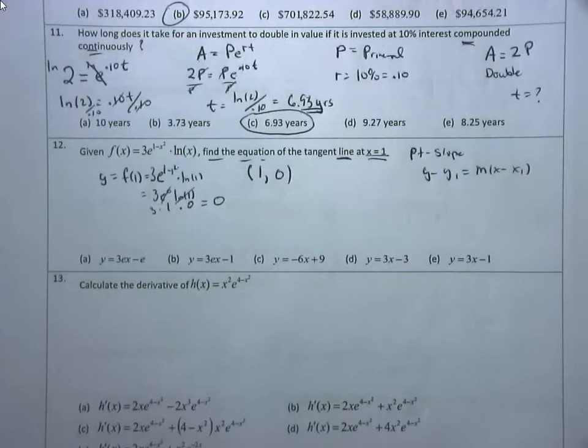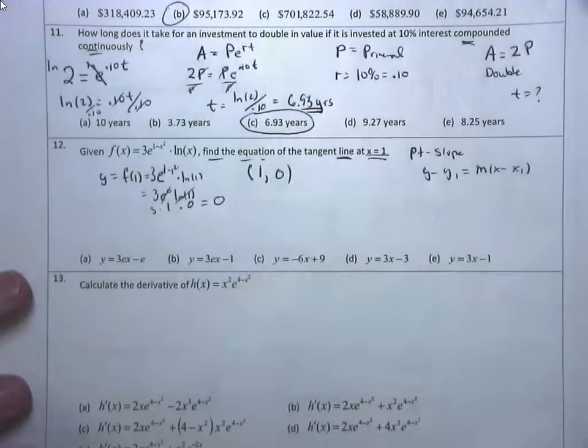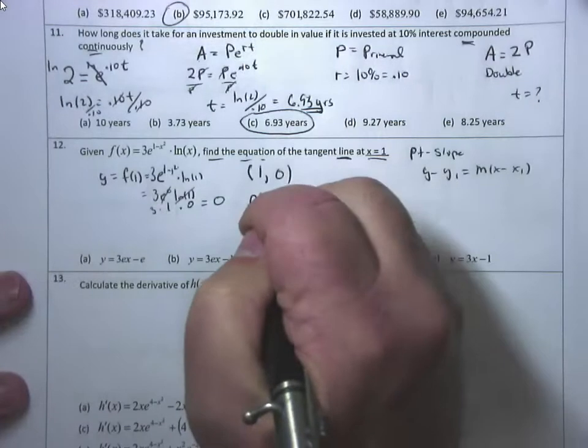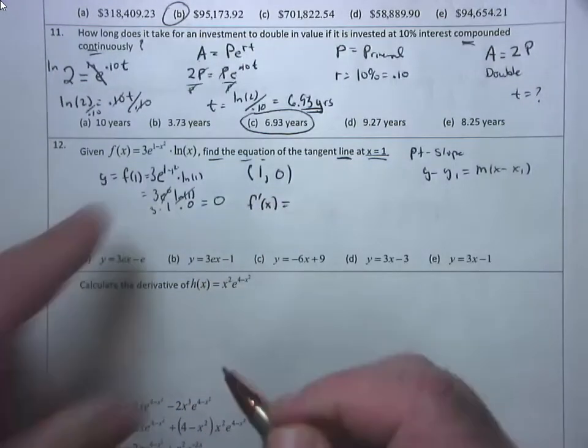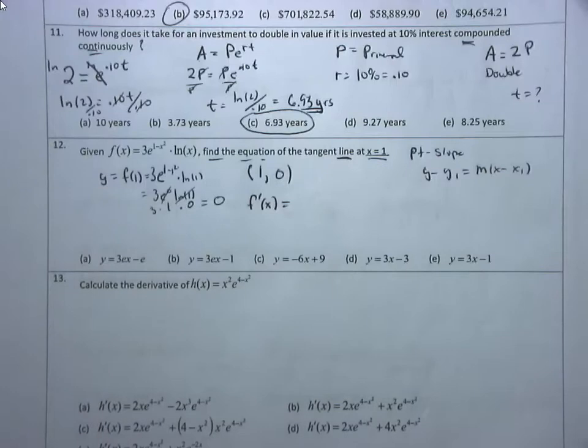Things you're supposed to know. But here's the big one. So there's my point. Now I need the slope of the tangent line. You guys have been programmed: the slope of the tangent line is the derivative evaluated at your point. So first off, I've got to find the derivative. Remember, this function is 3e to the 1 minus x squared times natural log of x. So what rule am I going to use? Product rule: derivative of the first times the second plus the first times derivative of the second.